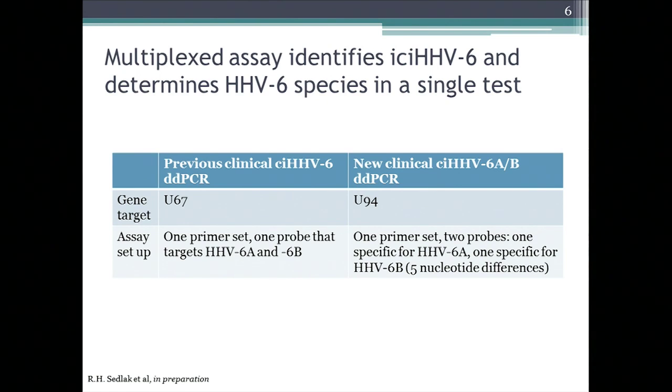We've taken this test a step farther by developing it to speciate between HHV-6A and B in a single test. Our previous clinical assay targeted U67 with one primer set and one probe that targeted both HHV-6A and B indiscriminately. But now we've changed this to targeting U94, where we have one primer set for HHV-6 and two probes, one that's specific for HHV-6A and another specific for HHV-6B, where there's 5 nucleotide differences in the probe.